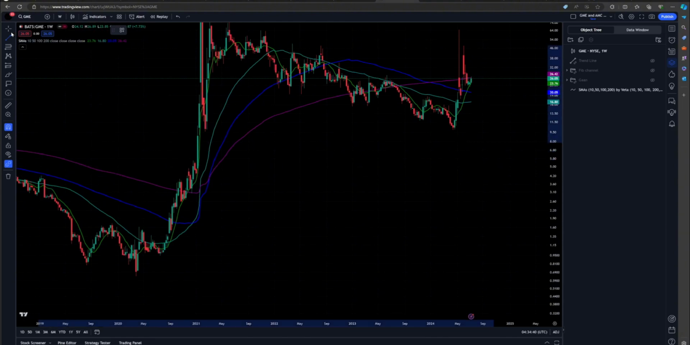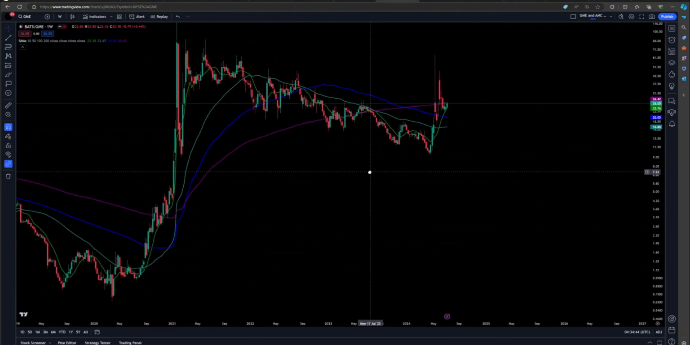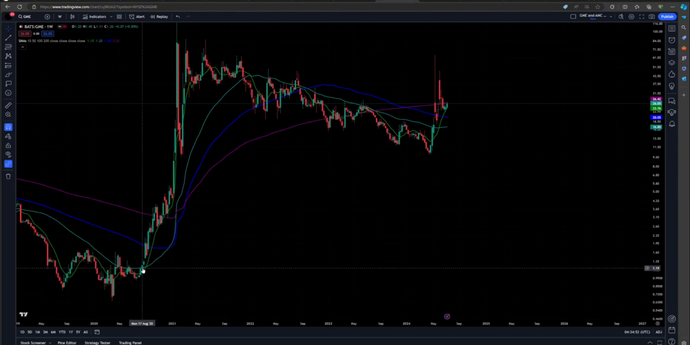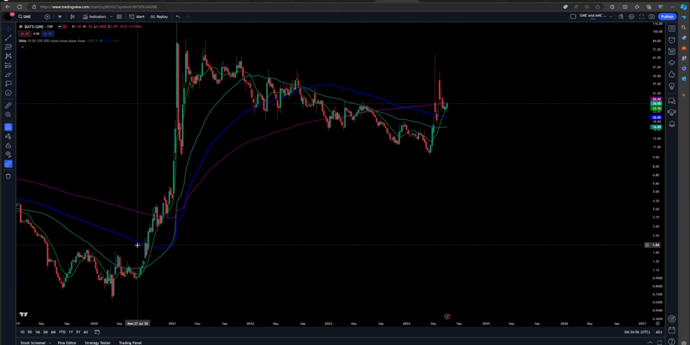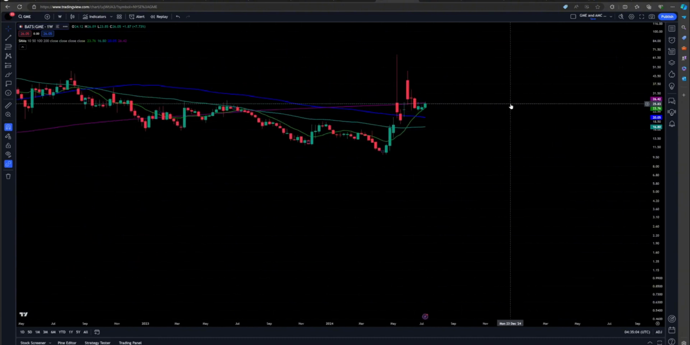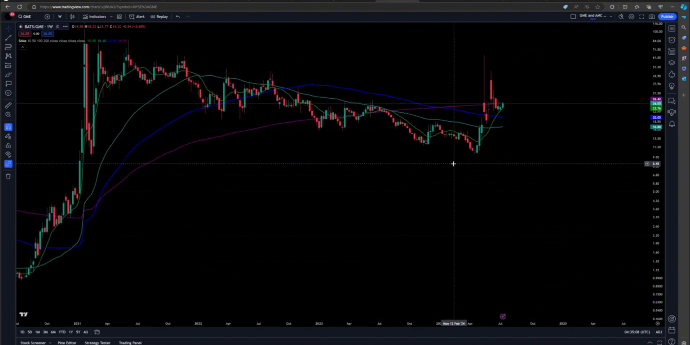Now we come to recent price history. We have broken our 10 SMA. We broke our 50 SMA here. You've also broken your 100 SMA. And now the final SMA to be broken is your 200 SMA, in which we are currently sitting at resistance at the weekly, ready to break to the upside.